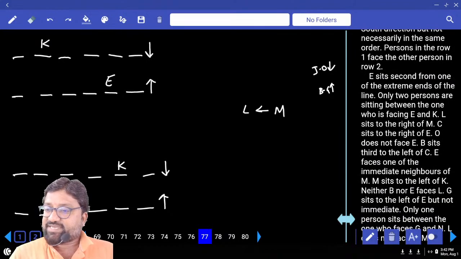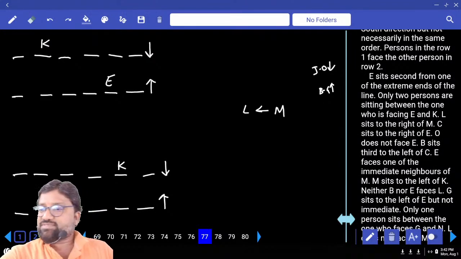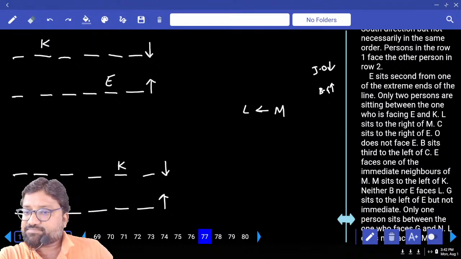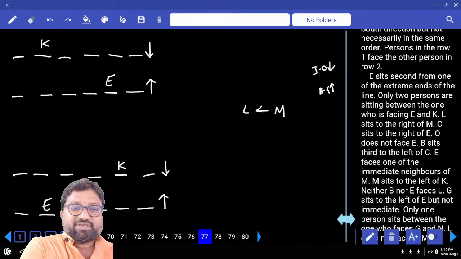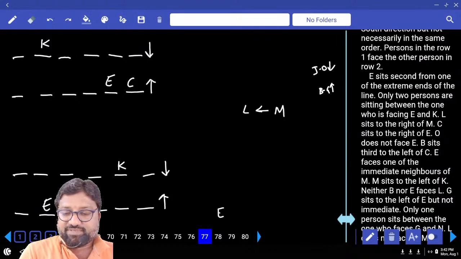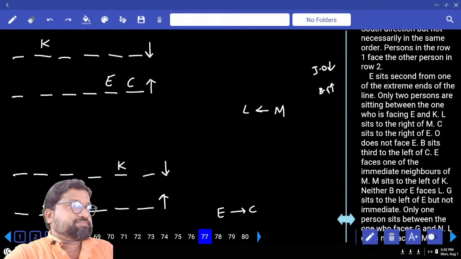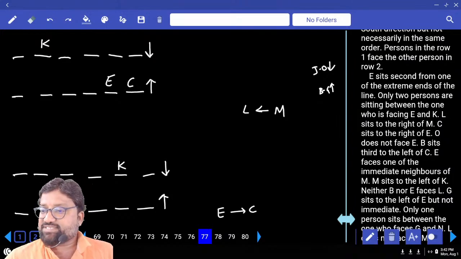C sits second to the right of E. C sits to the right of E. Next.